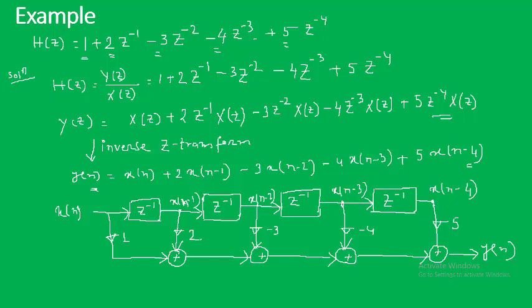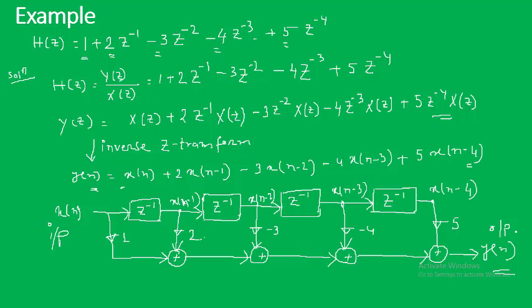Now what are the weights associated with this? x of n is associated with weight 1. Then x of n minus 1 is associated with the filter coefficient or weight 2. Then here we have minus 3, here minus 4, here 5, and finally we are adding them all, and here we get the final answer or the response of the filter. This is the input of the filter, and y of n is the output or the response of the filter. That is how the direct form realization is done.